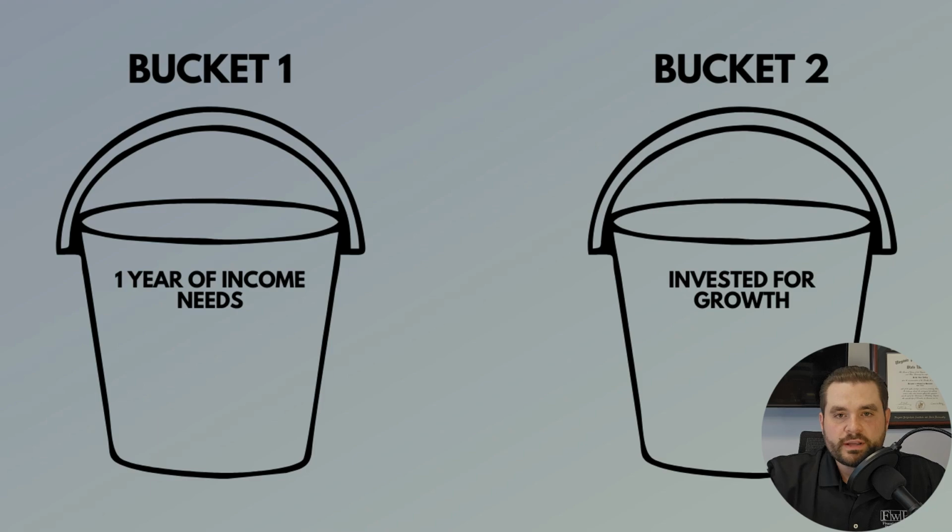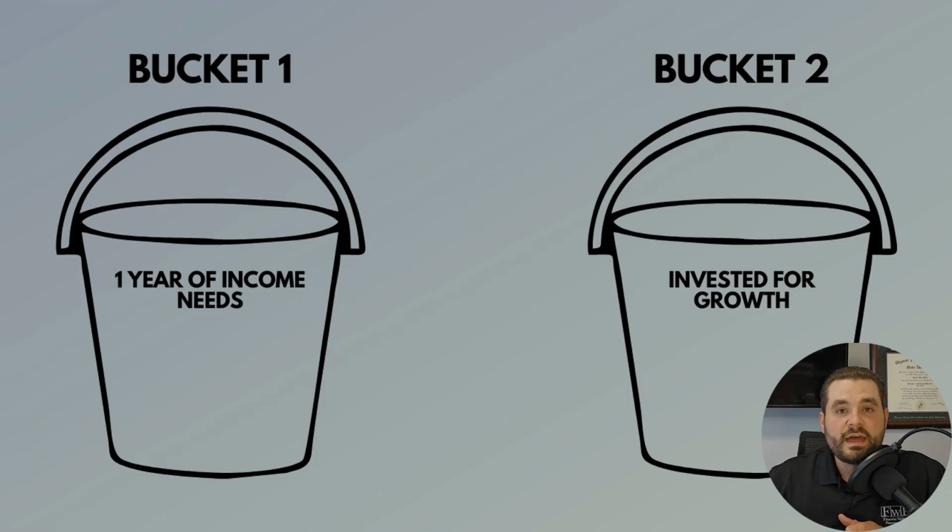When it comes to using the 2 bucket strategy, the whole point is to segment your invested account money into 2 buckets. Now, you can segment the money however you want using whatever percentages you want, but the way that I would suggest doing it is that bucket 1 contain 1 year of your income needs. And that money is meant to be in cash or CDs, something that's very safe and not subject to what the stock market is doing.